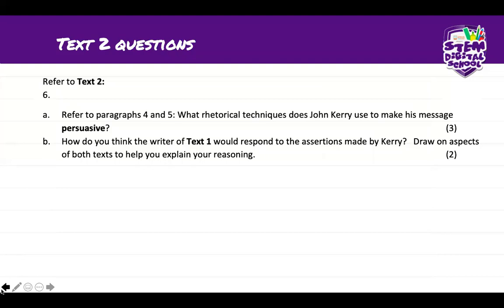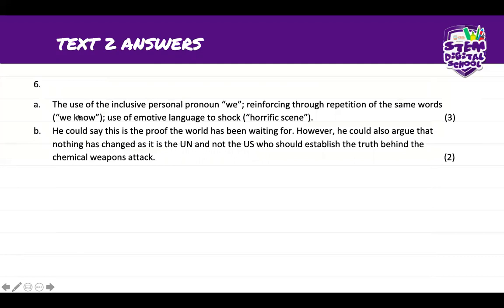Okay, but let's see what the answer says. He uses what? Yes, lovely. The personal pronoun we, right? Reinforcing through repetition of the same words. We know, we know, we know. Okay. Also, the use of emotive language to shock, right?